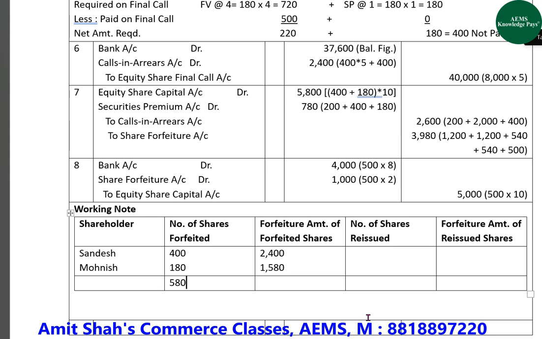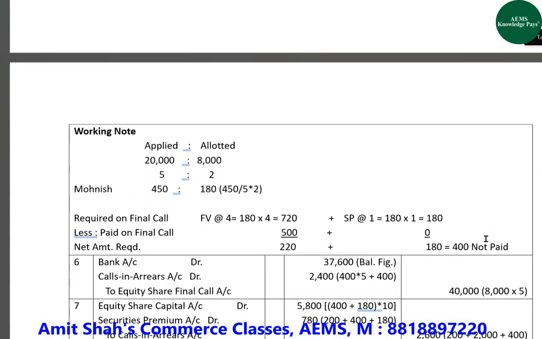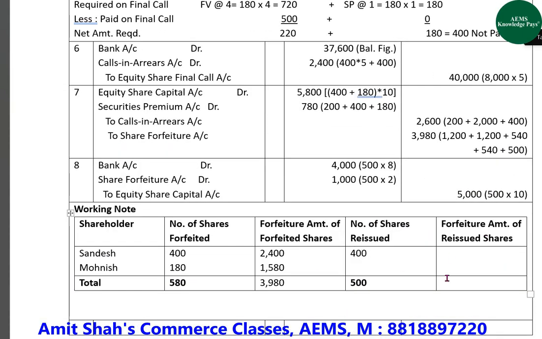So the total number of shares we forfeited is 580, but we have reissued only 500 shares out of these 580. The total forfeiture amount of these 580 shares is 3980, the one that is lying on the credit side of the share forfeiture account. So we have reissued 500 shares and this includes all the forfeited shares of Sandesh. This is given to us in the question. It means the entire 400 shares of Sandesh have been reissued, so the remaining 100 are of Monish. This is how we got this 100: 500 minus 400.